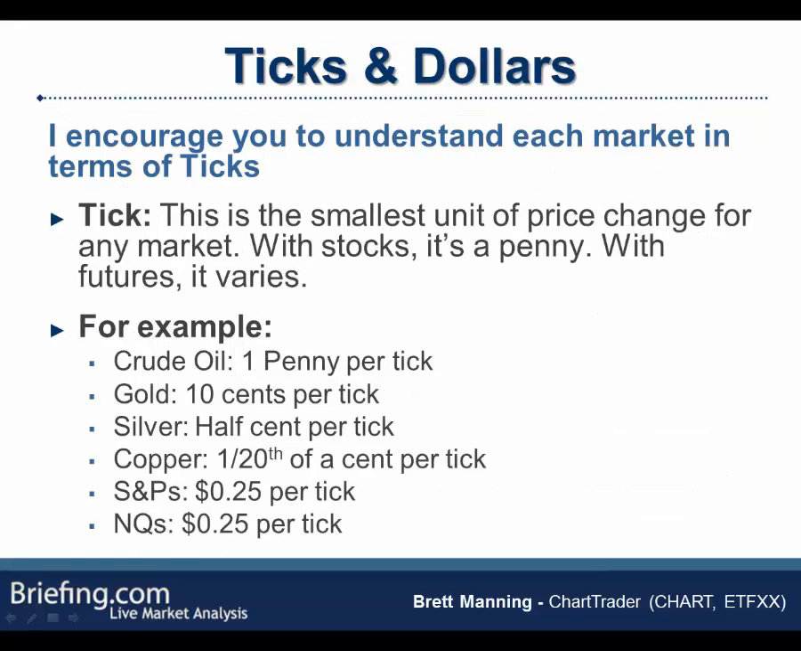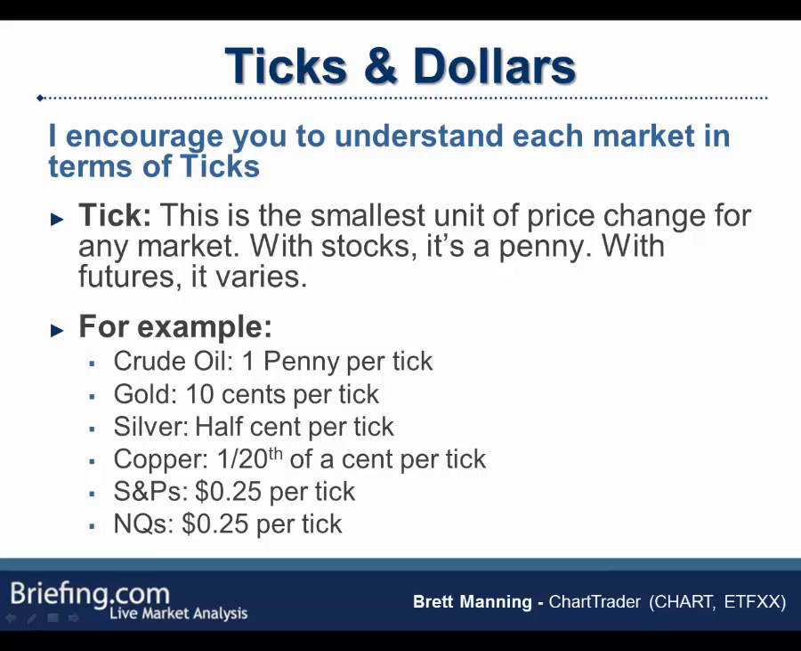Okay, so next up, I want to cover just the idea of looking at markets in terms of ticks and dollars. It's good to distill all futures down to the uniform, smallest possible unit, which is the tick. For crude oil, it's just like stocks in terms of being 1 penny per tick. Gold is 10 cents a tick. Silver's a half cent a tick. S&P's and NASDAQ are a quarter per tick. But that's not really the most important piece of information.